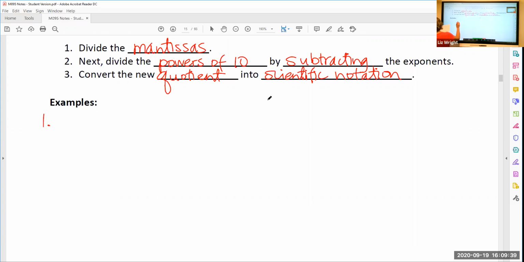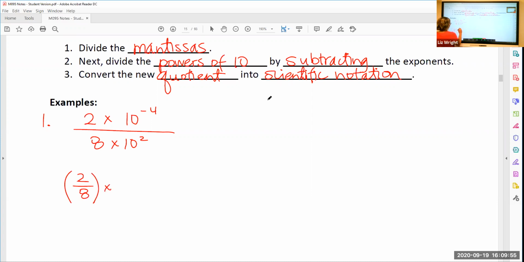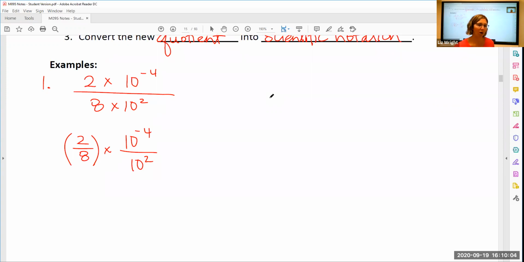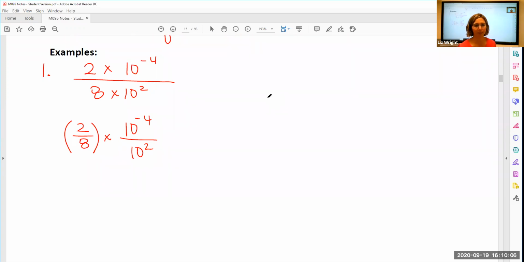All right, so we've got the first one and it says 2 times 10 to the negative 4th. We're going to divide that by 8 times 10 squared. Again, what I would like for you to do is to group up your mantissas. So we're going to go like this, times 10 to the negative 4th, all over 10 squared. And so at this point, we're going to take 2 divided by 8. You're not going to leave it in a fraction form this time. So 2 over 8 is going to be 1/4 or 0.25.